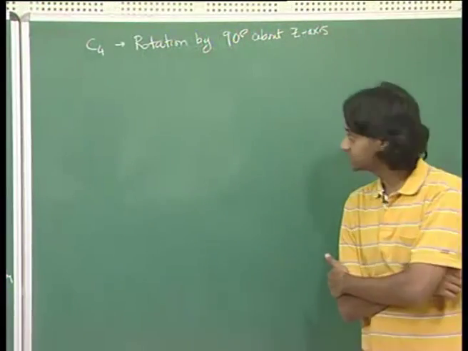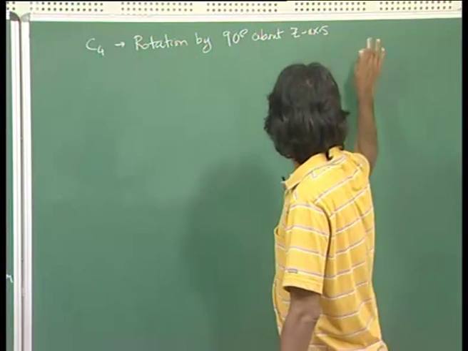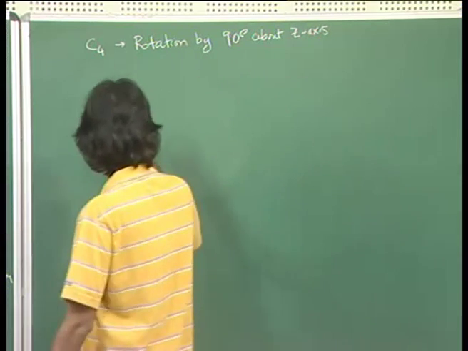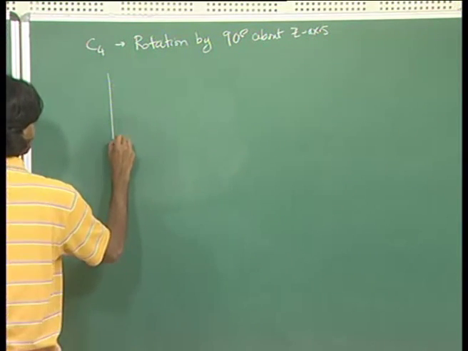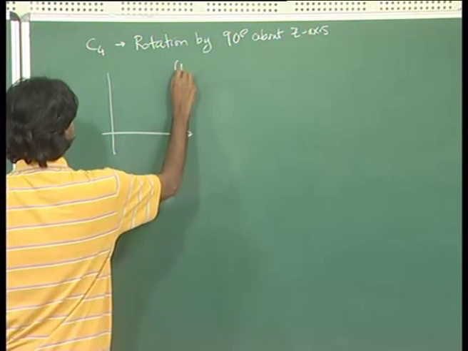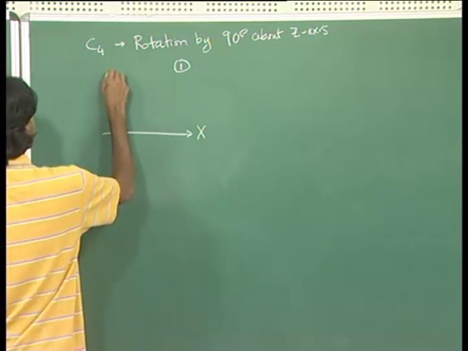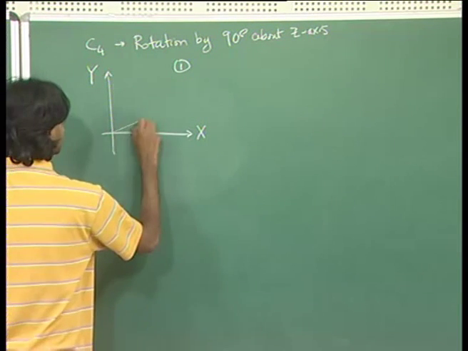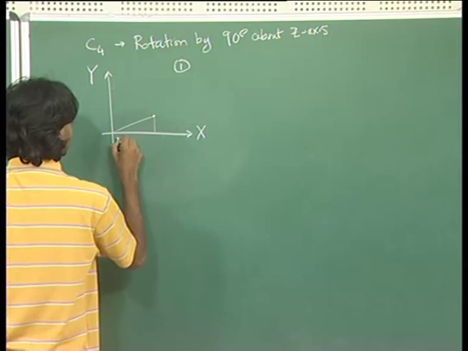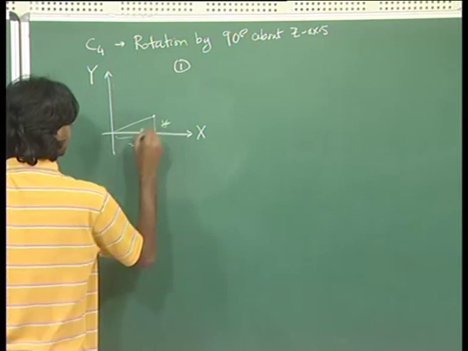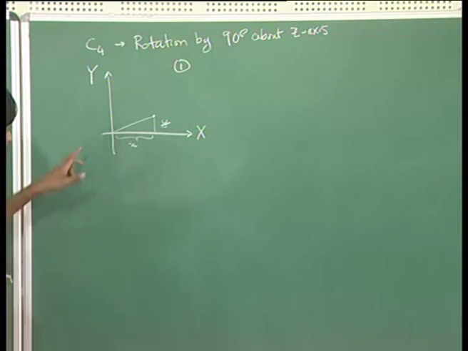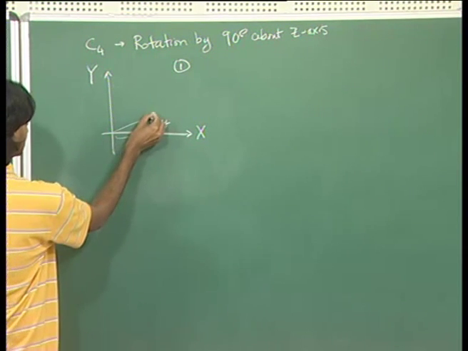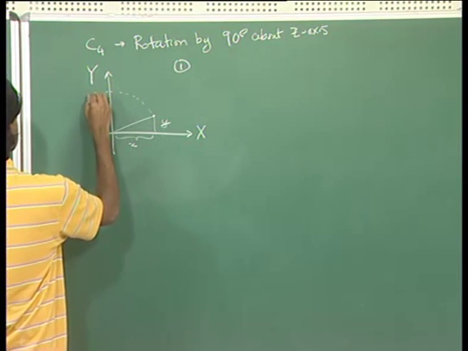Okay, so C4 you can think of as rotation by 90 degrees about the z axis. If you think of it that way, then if you have a coordinate system, I will call this coordinate system 1, where you have x and y axis. Now, if I take a point with coordinates x and y, and I operate it by C4. So, C4 is rotation by 90 degrees, and if you rotate by 90 degrees, then this point will come to this point.